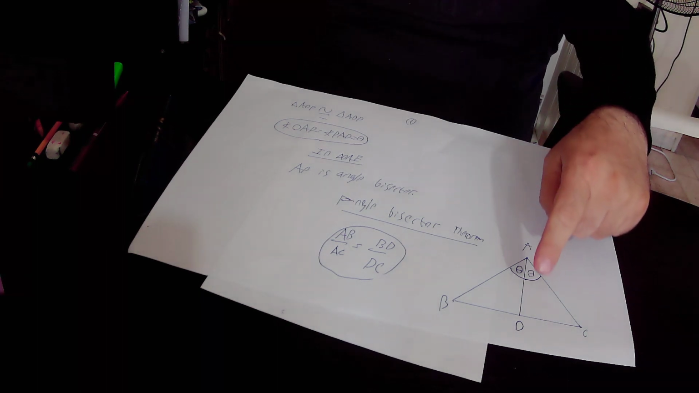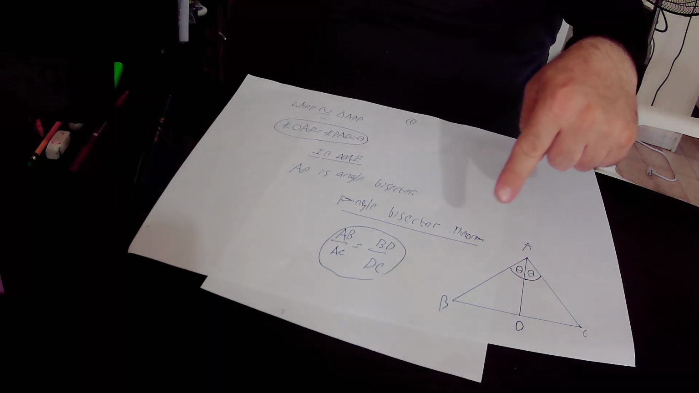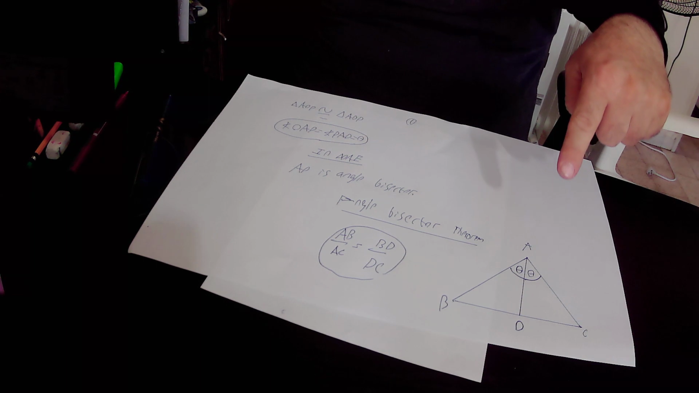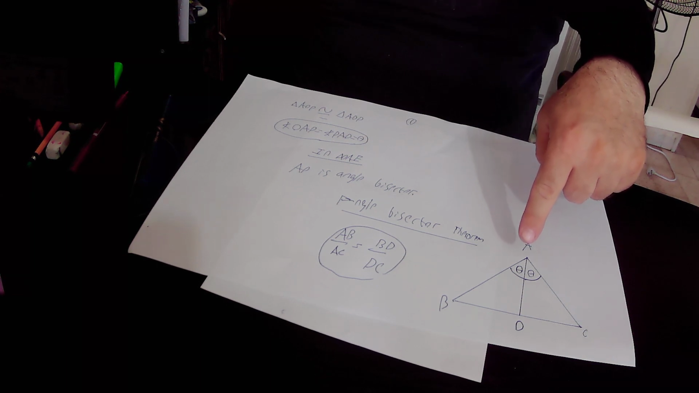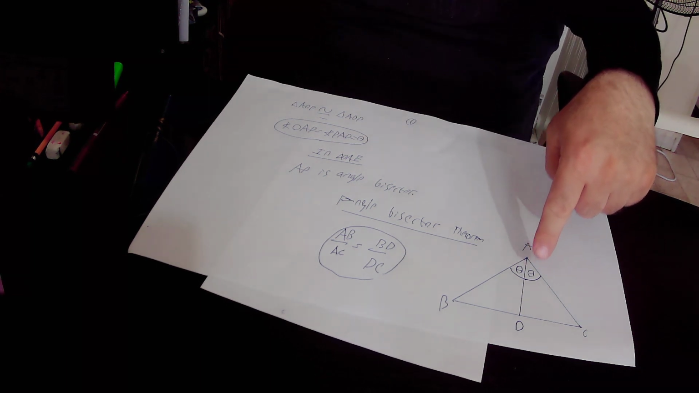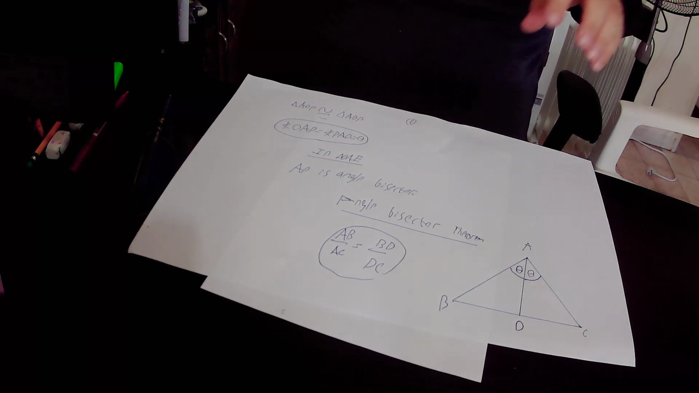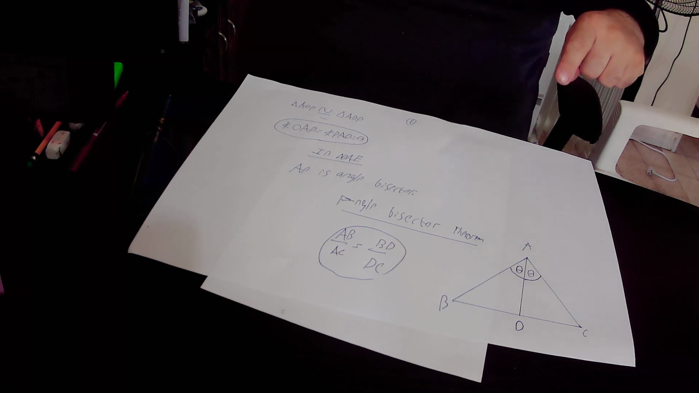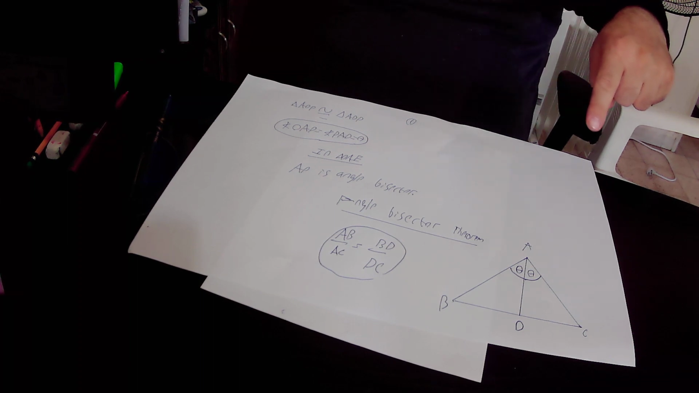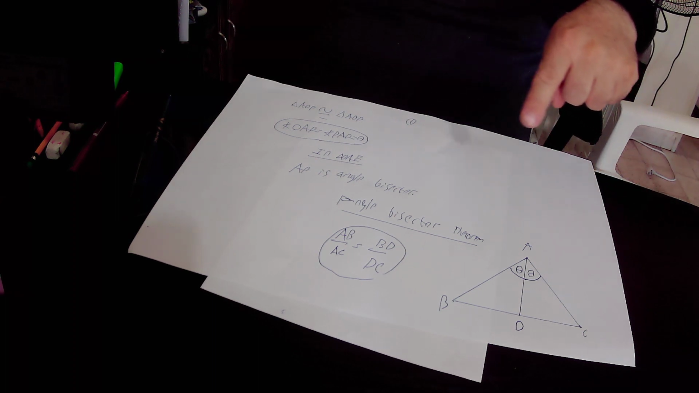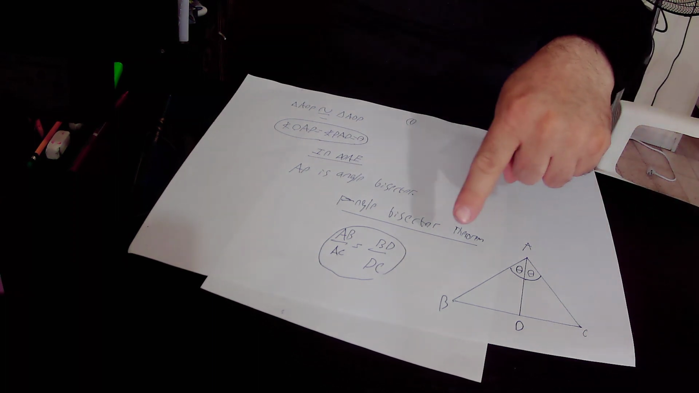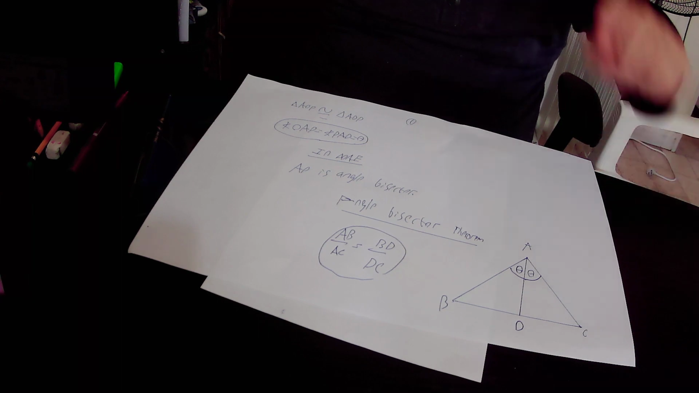And we know that AD is the angle bisector of angle BAC. It divides it into two halves. The first half is theta and the second half is theta. Then, according to the angle bisector theorem, the following relationship exists between the sides of the triangle. Here, AB over AC equals BD over DC.